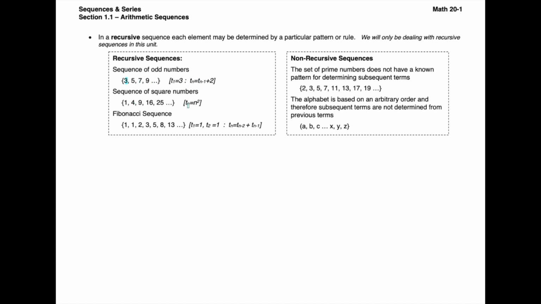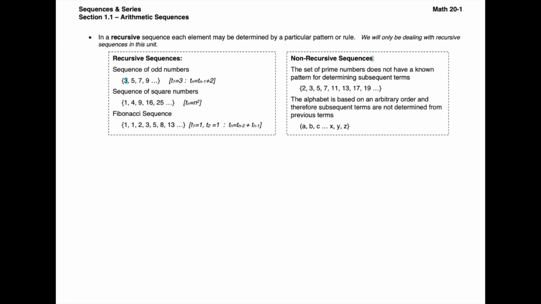For this one here, Tn, I'm just going to take that n value squared. My first term, T1, is 1 squared. My second term is T2, so 2 squared, T3, 3 squared, and on from there. And then this one here is just from the two previous terms.